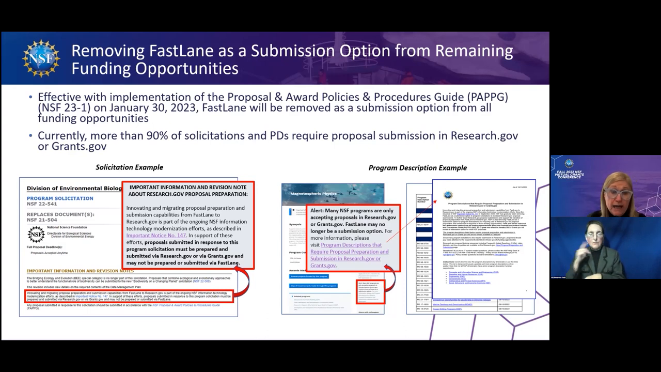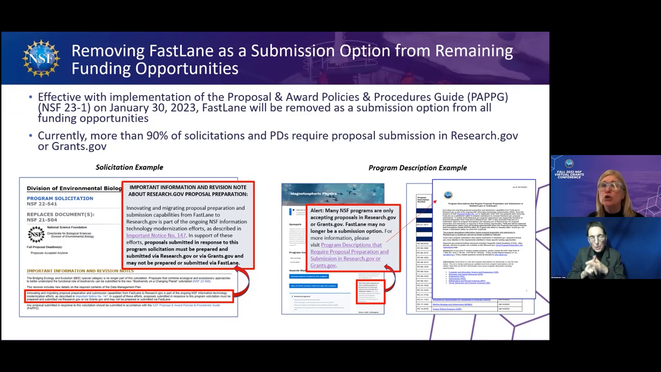So we really have been taking those proactive steps to incrementally move the preparation and submission of proposals to be ready for January of 2023. So NSF has been encouraging the transition earlier, because we believe that a smooth transition helps both the research community and NSF, that it certainly avoids the rush at the end, which would have overwhelmed the NSF help desk, and that it helps NSF identify any issues earlier rather than later.